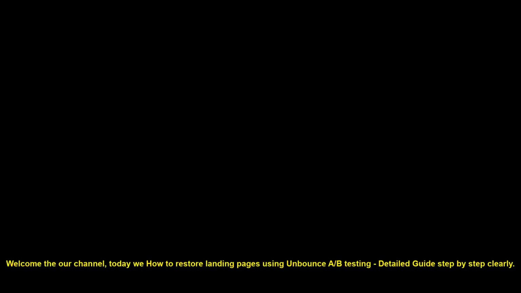To restore landing pages using Unbounce A/B testing, first, log into your Unbounce account. Navigate to the campaigns section from your dashboard. Select the A/B test campaign that includes the landing page you want to restore. Click on the variants option within the selected campaign.